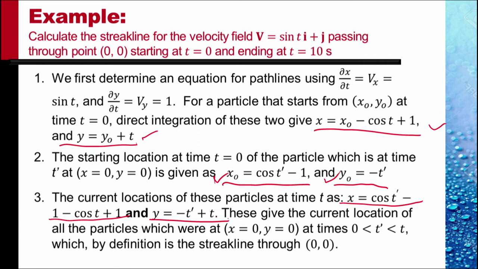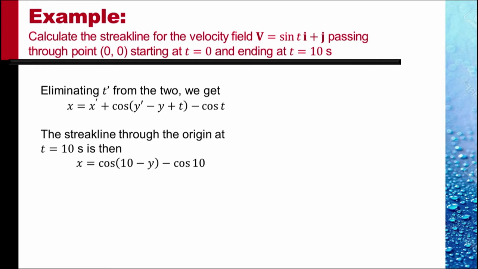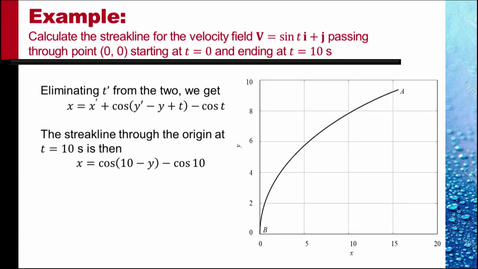And if we do this, eliminating t prime from the two, we get x equal to x prime plus cosine y prime minus t plus t minus cosine t. And this straight line through the origin at time t equal to 10 seconds is obtained by plugging in the value of t as 10 to get this expression. This is plotted as this. So the straight line for the given problem at time t equal to 10 seconds, which passes through point 0, 0, is this.